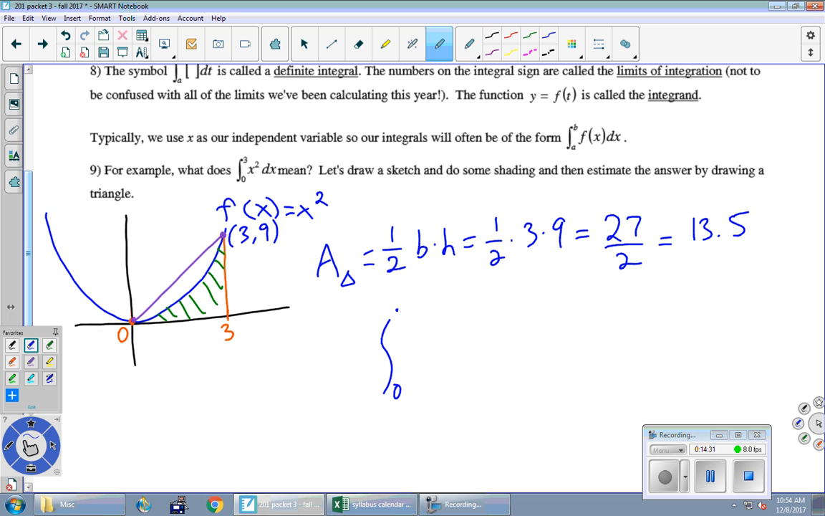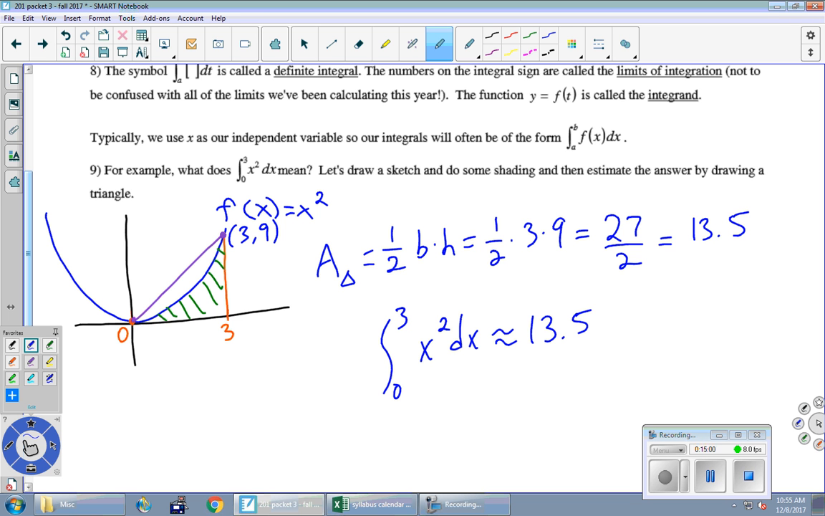So just for practice, go ahead and copy all of those symbols. And our first guess for this one is that it is right around 13.5, but it's definitely less than 13.5. 13.5 is the triangle. The integral symbol is just the green area, which is smaller than the triangle's area.